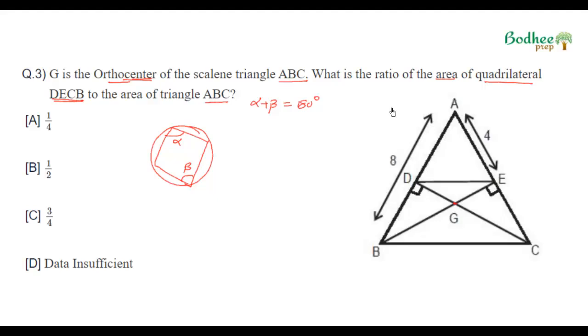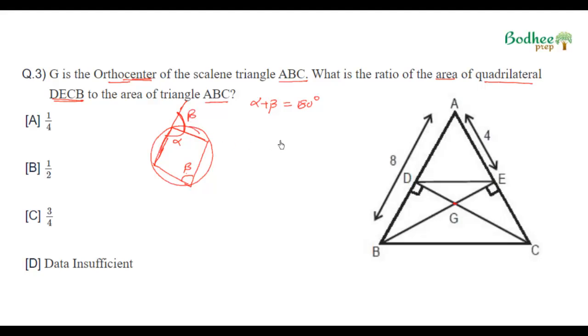There is another interesting thing in a cyclic quadrilateral, and that is if we extend one of the sides in a cyclic quadrilateral, then the angle so formed on the extended line with one of the sides will be equal to the angle opposite to this side, which is beta here. So this will be equal to beta.